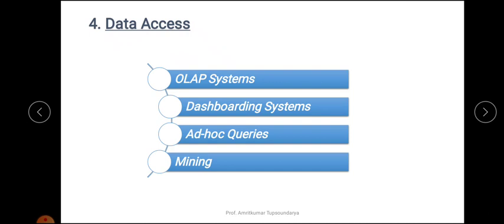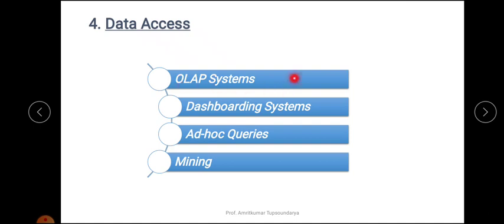The primary use of a data warehouse is to produce routine management and monitoring reports. So these systems, OLAP, dashboarding system, ad hoc queries and mining, will be helpful for data warehouse access.